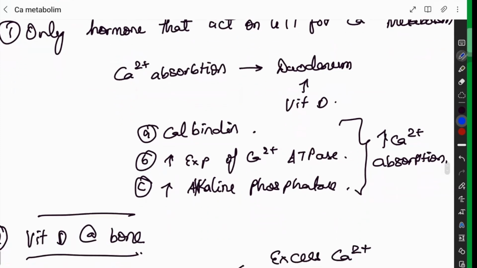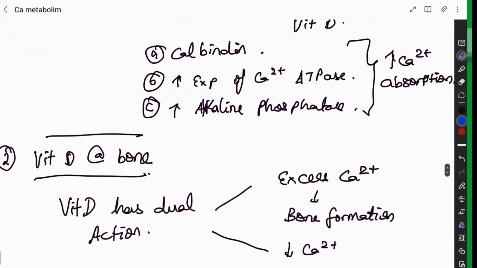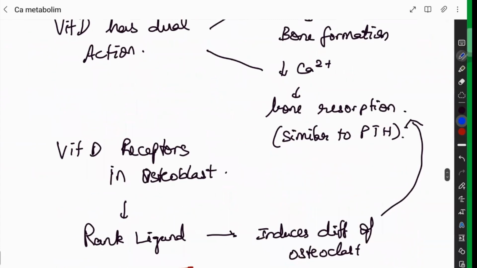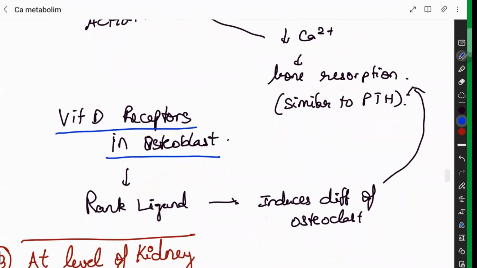Now coming to the second one, vitamin D at bone. At the level of bone, vitamin D has dual action. One, when there is excess calcium, it will lead to bone formation, whereas in a hypocalcemic state, it is going to cause bone resorption. When the vitamin D receptors are present in your osteoblast, you have this RANK ligand, which is going to induce differentiation of osteoclast, and it is going to cause bone resorption.